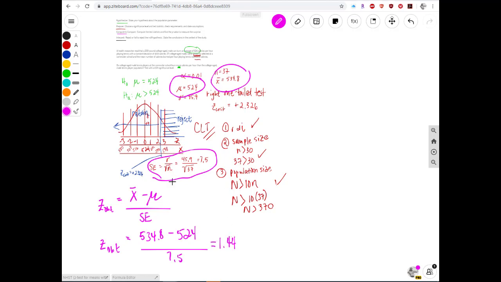So let's look to see where 1.44 will fall in my model. 1.44 is here, and it is in the retain section. Right now it's looking like we're going to retain. The last thing I want to do is check the probability of Z obtained, and we need for that to be less than our significance level of 0.01.